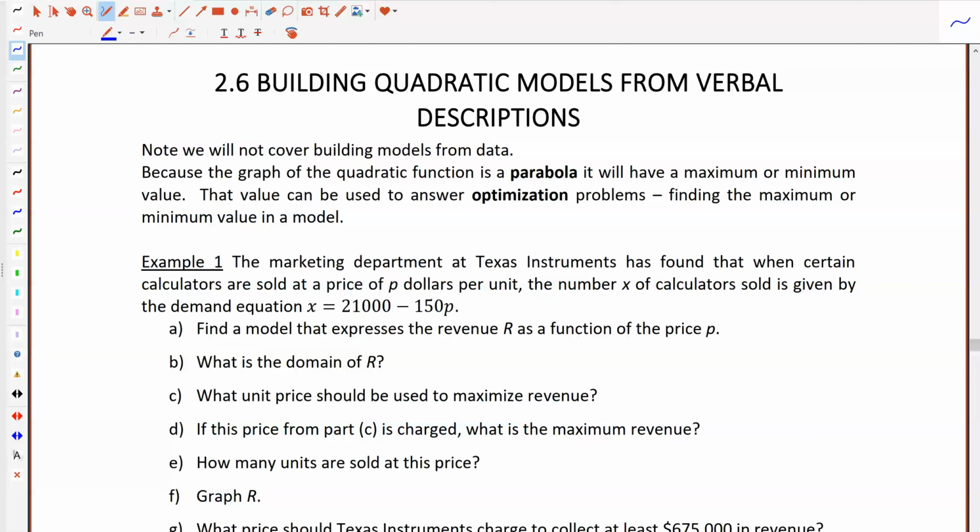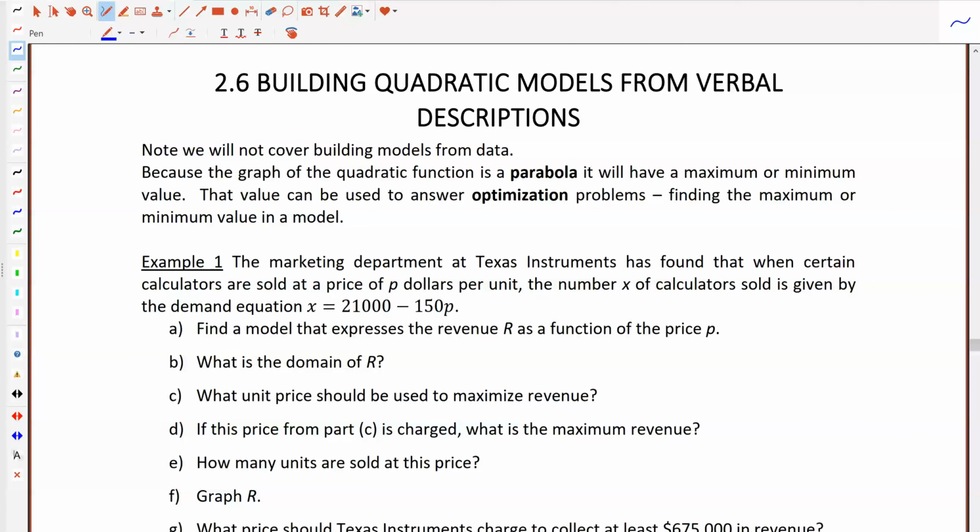We're going to look at a few examples about building quadratic models from verbal descriptions. Mathematical modeling is the process of describing some real-world problem or phenomenon in terms of mathematical terms, usually in the form of creating equations, and then using those equations to help us understand what's going on and to answer questions about that context. Now, recently we've been looking at quadratic functions, and we know that the graph of a quadratic function is a parabola.